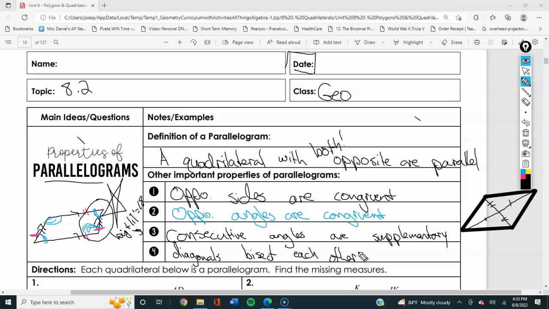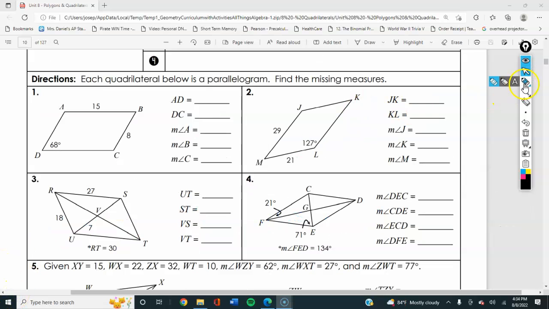Okay? So take a second. Digest that. Take it in. Then let's see an example. Alright, let's look at number 1. It's a parallelogram, so I know each opposite side is parallel. First thing I want to do is find AD.